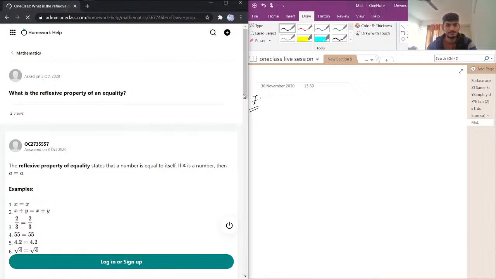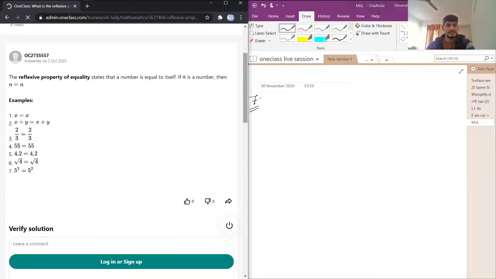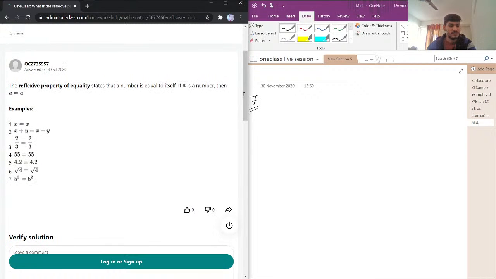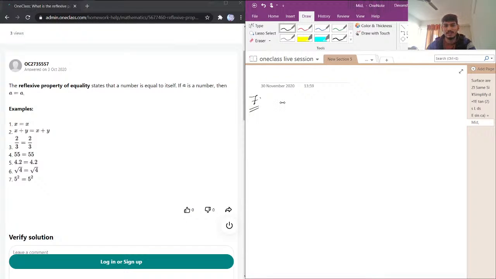Okay, this is very basic. I think this is like a junior school level question. Everyone knows this. The reflexive property of equality states that a number is equal to itself. If A is a number, then A is equal to itself. So A cannot be not equal to A. Negative A is not equal to A because we have one negative sign here.